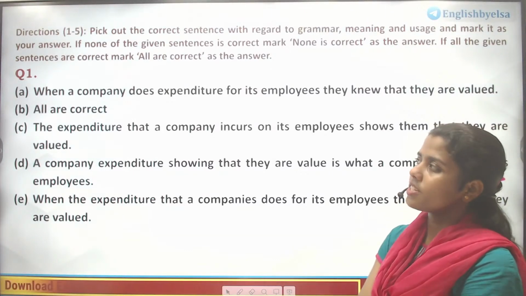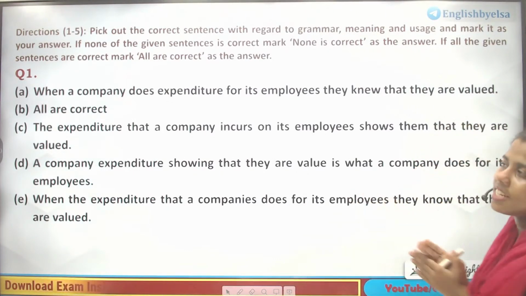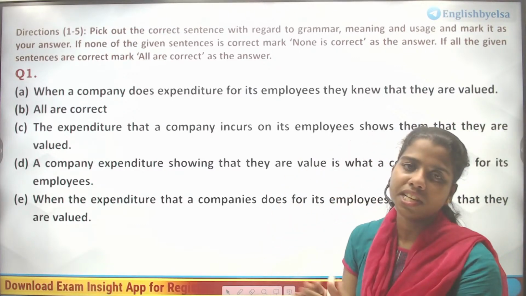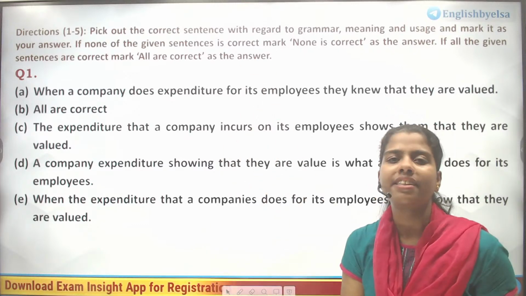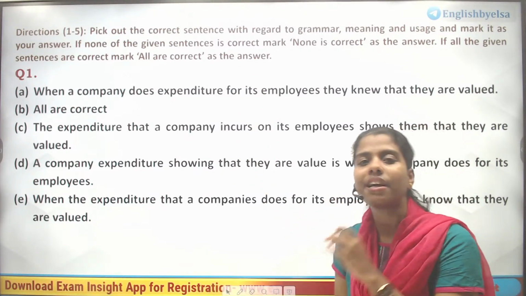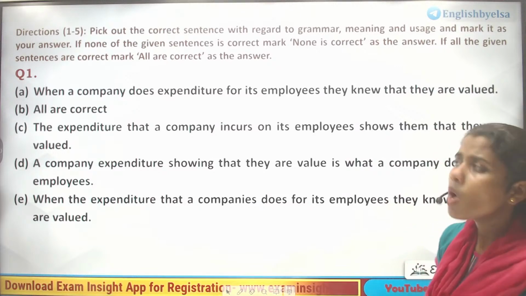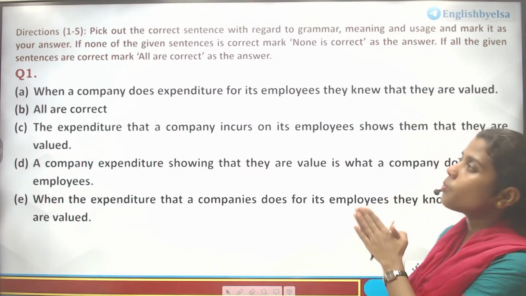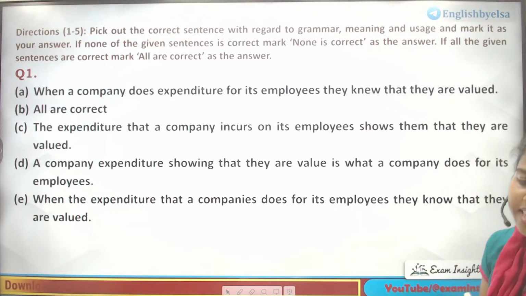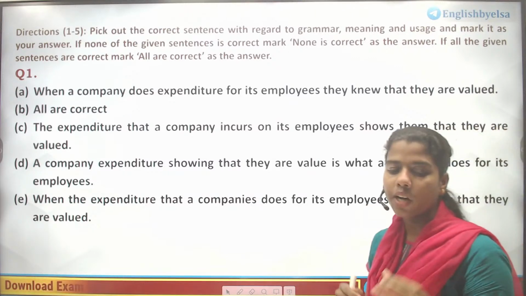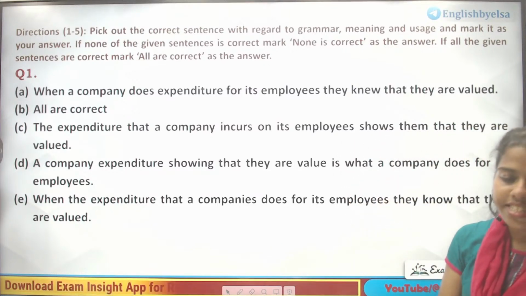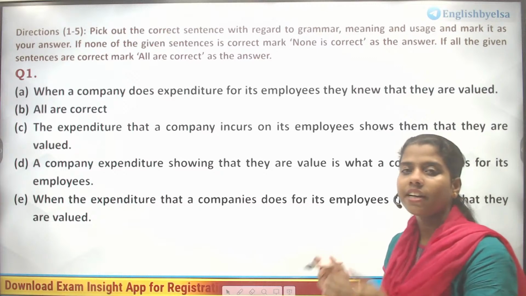First type of question: I cannot see any question as such, I can directly see the options. For this type of question, I will have to look at the direction to see what is being asked, what the actual question is, what we have to do. The direction says to pick out the correct sentence with regard to grammar. If none of the given options is correct, mark none is correct. If all the given options are correct, mark all are correct.